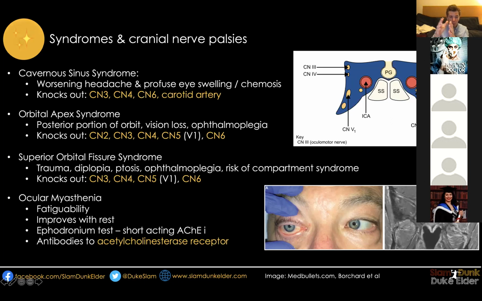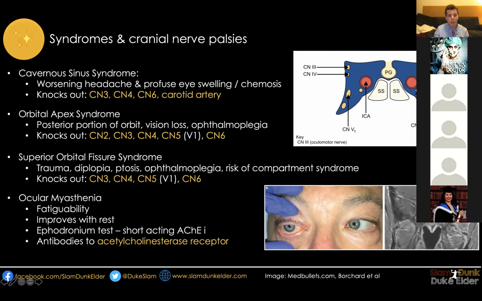So here we're starting to get a bit of a division again. So 3, 4, and 6 are the nerves to do with ocular movement, and the ophthalmic branch go through superior orbital fissure. But similar causes can arise between these two, okay? Trauma and hematoma formation. Ocular myasthenia, okay?